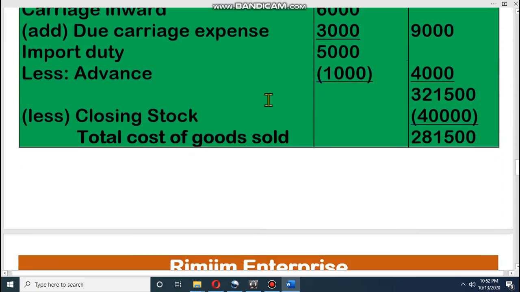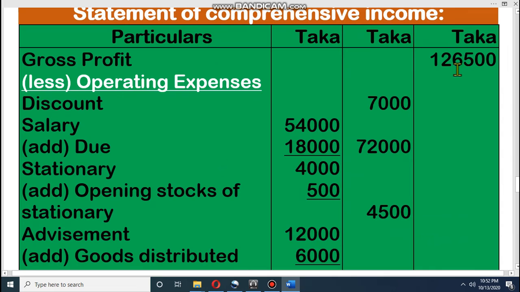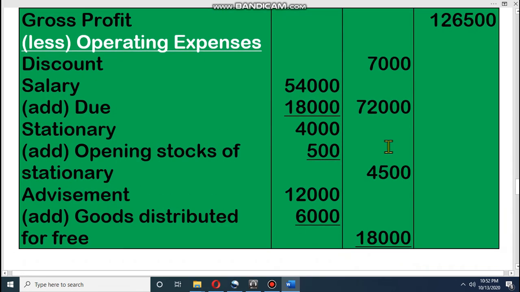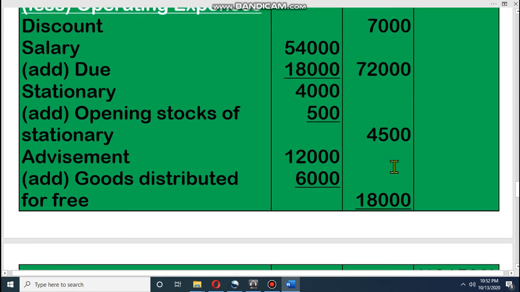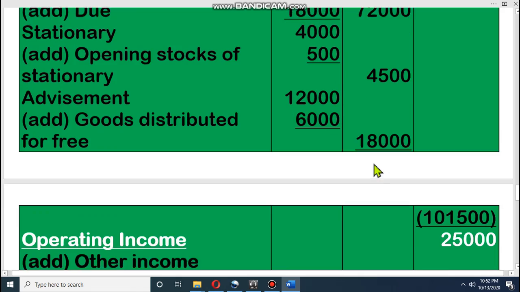Let's see the math. Dear student, gross profit is given 1,26,500 less operating expenses. Look at discount 7,000. Then salary 54,000 add due. I have shown you how we calculate this due amount. Then it is 72,000. Then stationery 4,000. Opening stationery 500. So total stationery 4,500. Advertisement 12,000 and goods distributed for advertisement 6,000. So total amount of advertisement is 18,000.